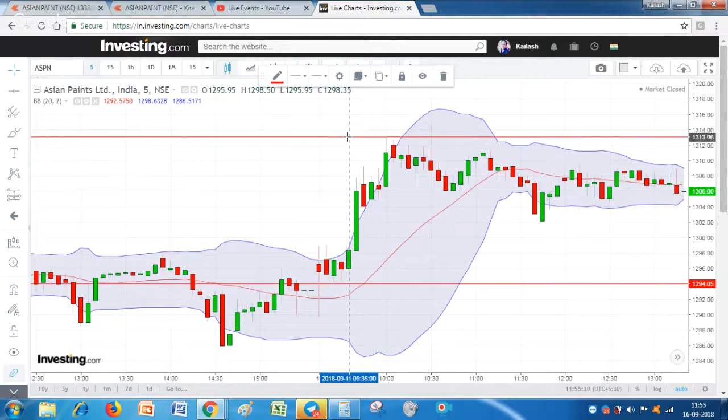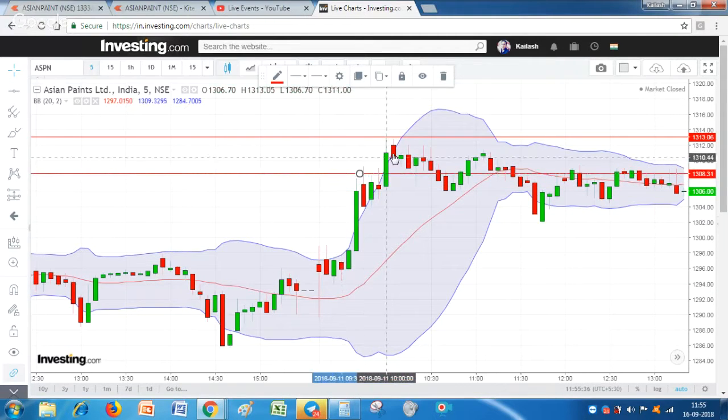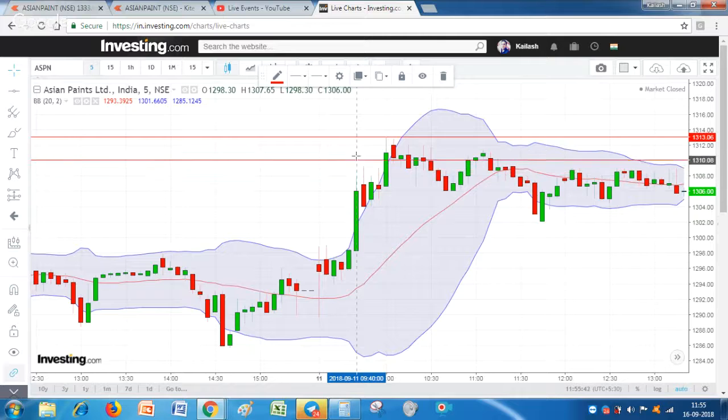See friends, the stock once made a high of 1313 with this big green candle. So we should wait here for confirmation on the sell side. We can sell this stock after getting some confirmation. So look at the next candle. The next candle is a bearish candle. Looking at this bearish candle, friends, we can take a sell entry.